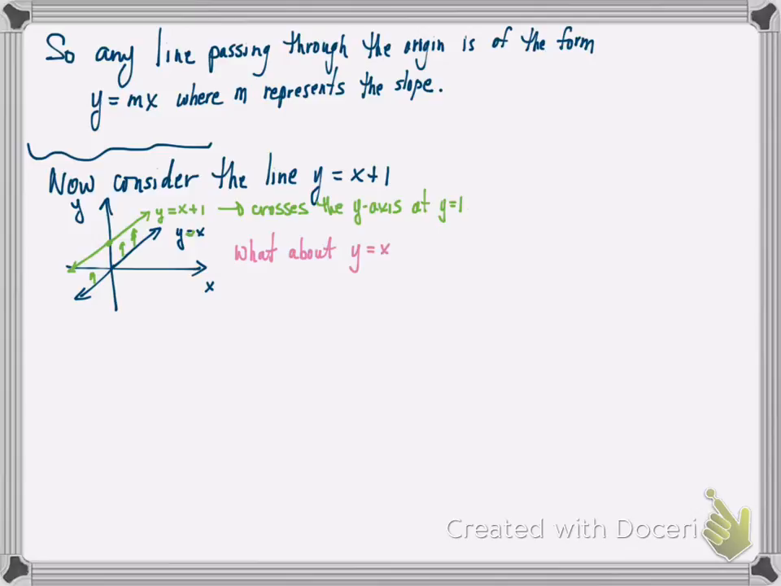Now what about the line y equals x minus 2? Again, we start with y equals x, but this time we shift it down 2 units, and it crosses the y-axis at y equals negative 2.